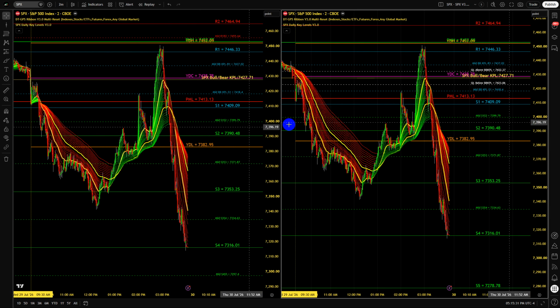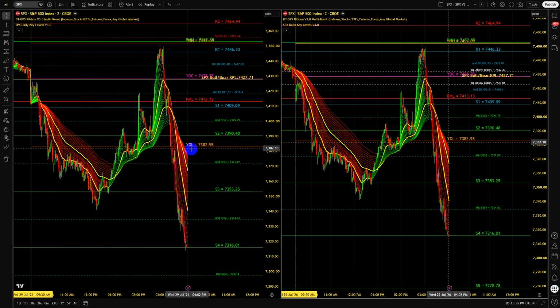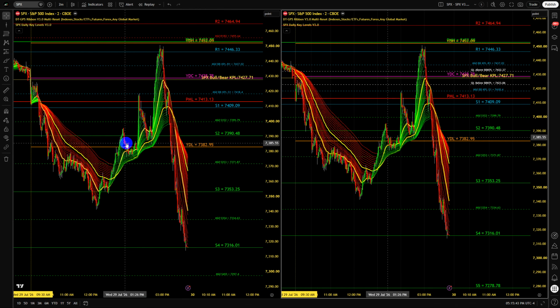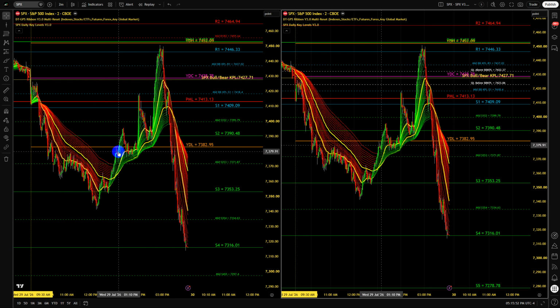Then we have our 5 contextual levels. We do get a move back above YDL. Again, we have an all green ribbon here on the close above YDL. We also have an all green ribbon above S2. So regardless of whether you're doing YDL or S2 here, you have the all green ribbon, and it depends on which one you want to base the trade on.